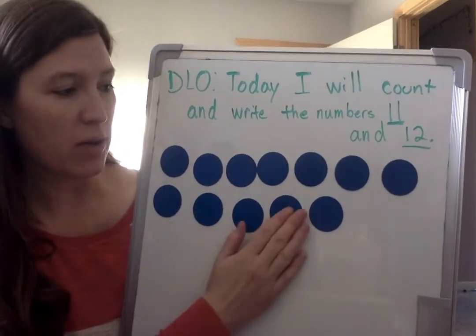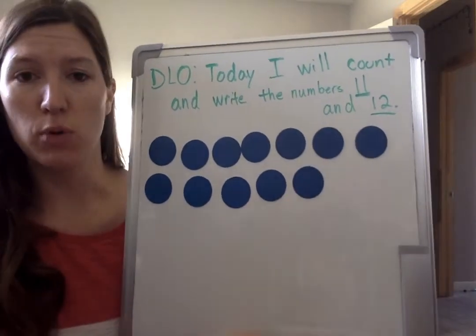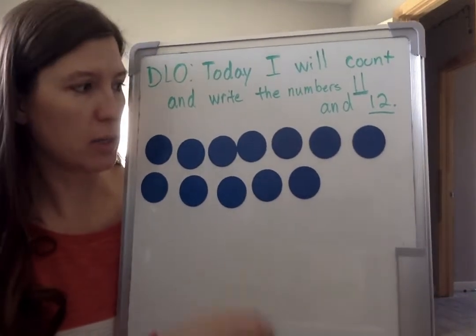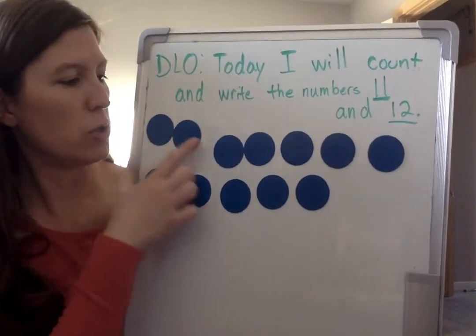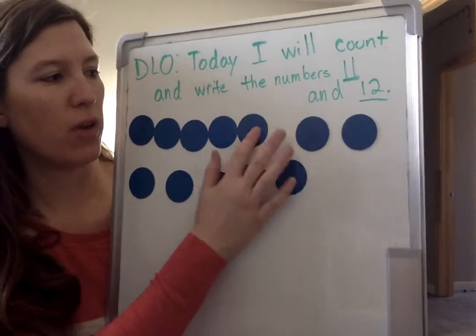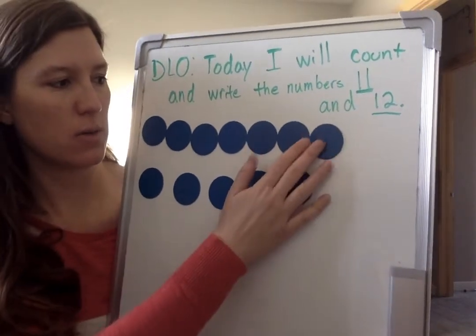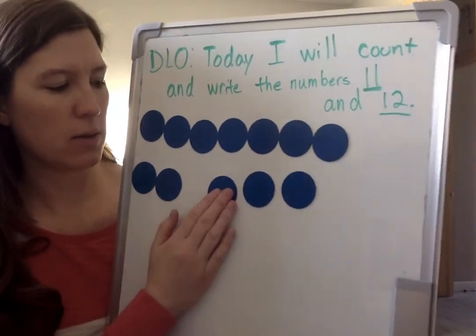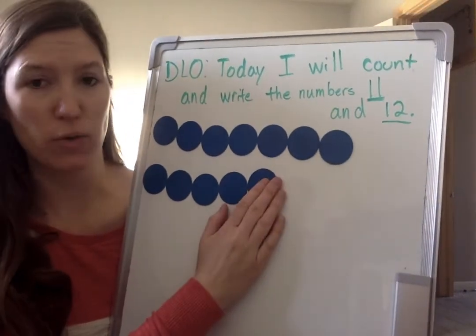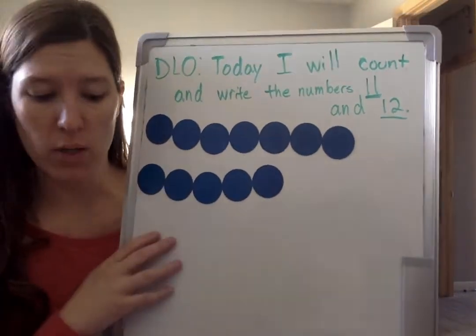One way, if you have counters, you can touch and move. That would be one way to count them, like this. 1, 2, 3, 4, 5, 6, 7, 8, 9, 10, 11, 12. Touch and move is one strategy.